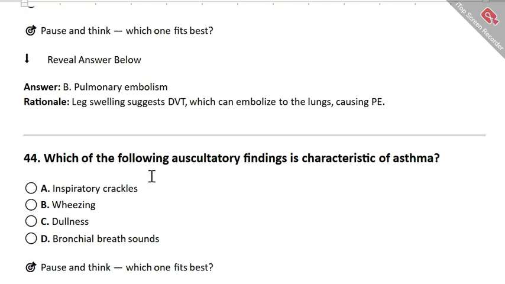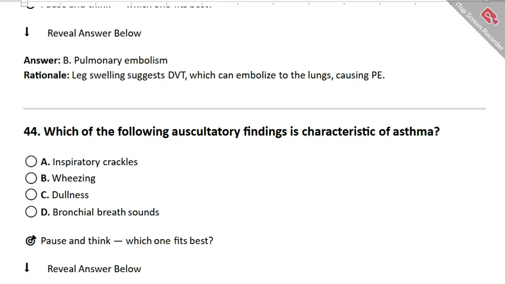Question number 44. Which of the following auscultatory findings is characteristic of asthma? The correct option is option B, wheezing.